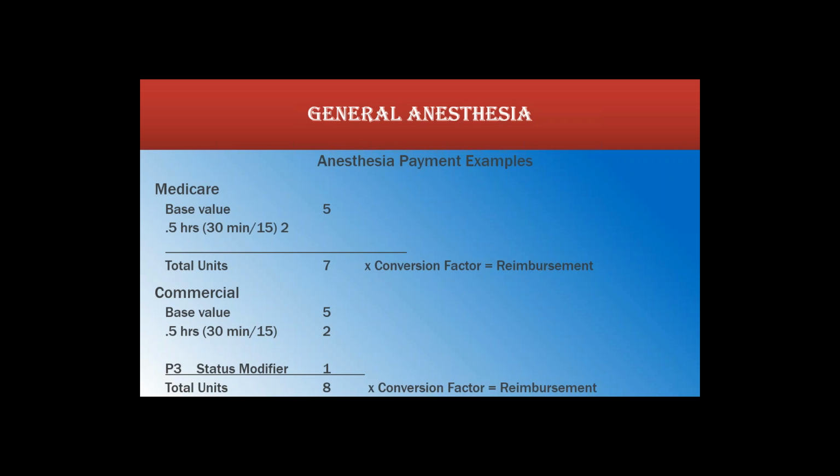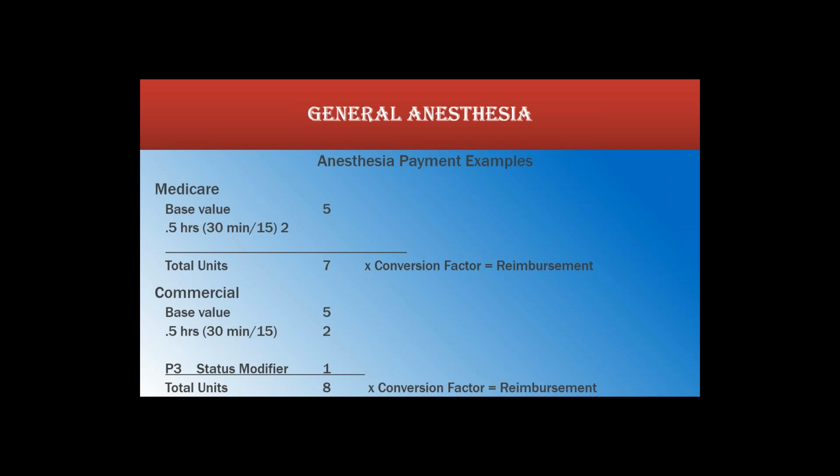Anesthesia payment examples. For Medicare, we would have that base value of 5. For the 30 minutes, we would divide that by 15 to bring us to 2 time units. If we add the 5 and 2 together, we would get a total of 7 units times the conversion factor, which would give us a reimbursement.